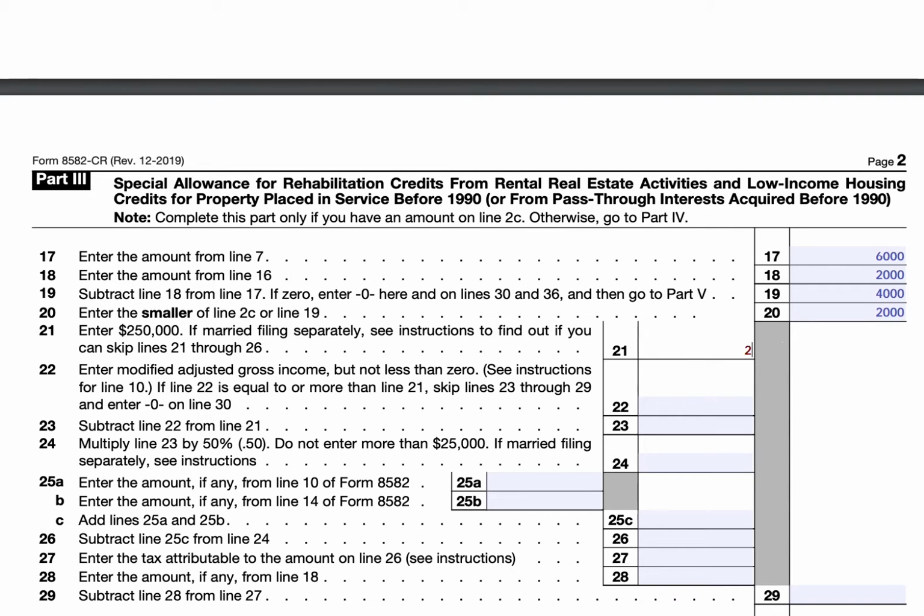So in line 21, we're going to enter $250,000. If you were married filing separately and you were eligible to complete part 3, then you would enter $125,000. In line 22, you're going to enter the same modified adjusted gross income that we calculated in line 10. We're going to put that here in line 22, and then we're going to subtract that, and we'll get $160,000 in line 23. We're going to multiply this amount by 50%.